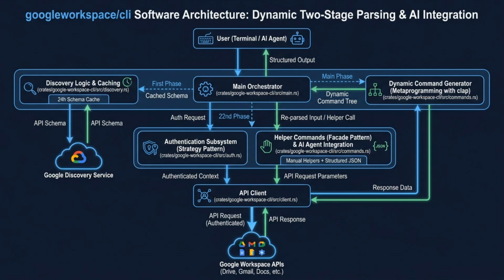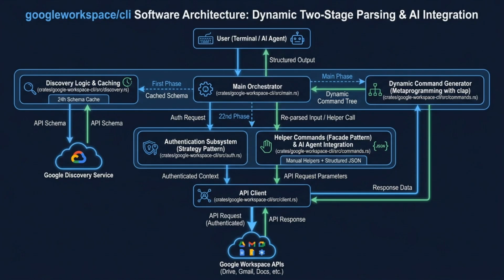The core of this project is a clever, two-phase parsing architecture. When a user runs a command like GWS drive files list, the tool first parses only the service name, in this case, Drive. It then queries Google's Discovery service, which is a public directory of its APIs, to fetch the complete schema for the Drive API. Using that schema, it dynamically builds a dedicated command line parser in memory for all of Drive's functions and parameters. Only after that's done does it parse the rest of the user's command.